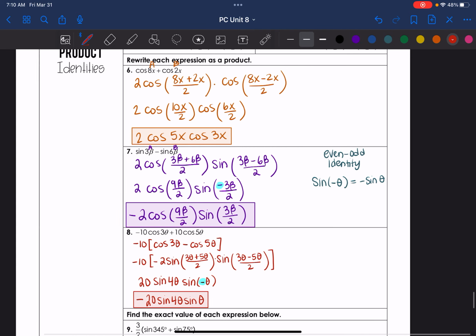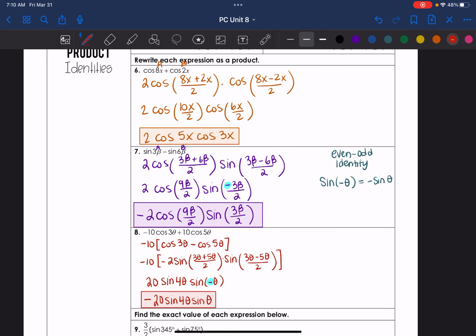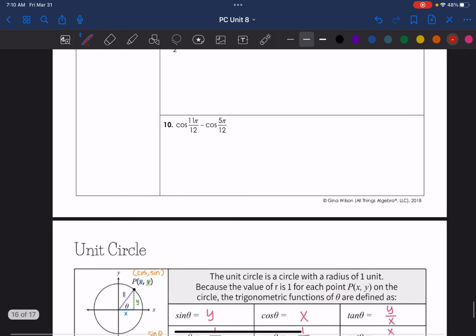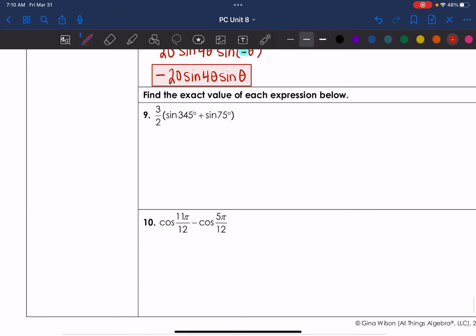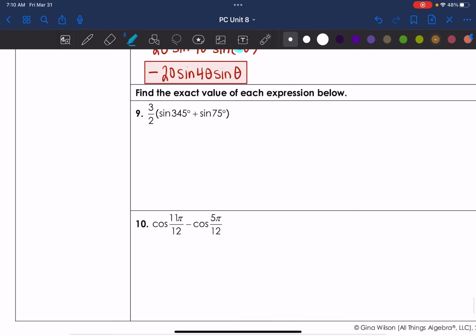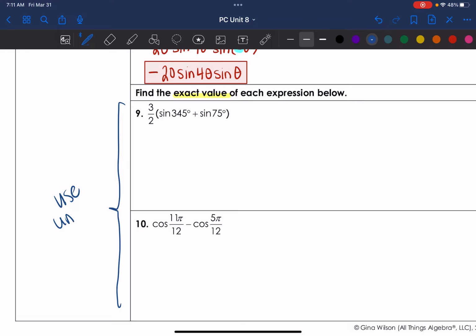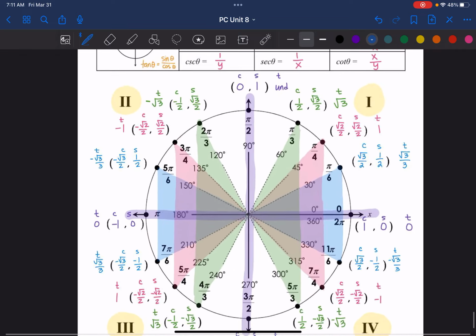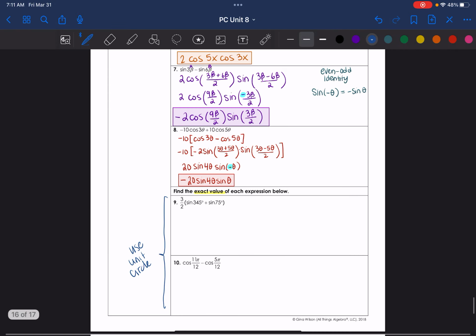Okay, so these three that we just finished doing, we were rewriting the expression as a product. So we were basically just simplifying. The bottom two, they want us to find an actual value. So anytime we're finding an exact value of something, we need to use the unit circle. So those bottom two here, use the unit circle. So I'm already prepared. I have my unit circle down here. So we'll refer to that when we need to.